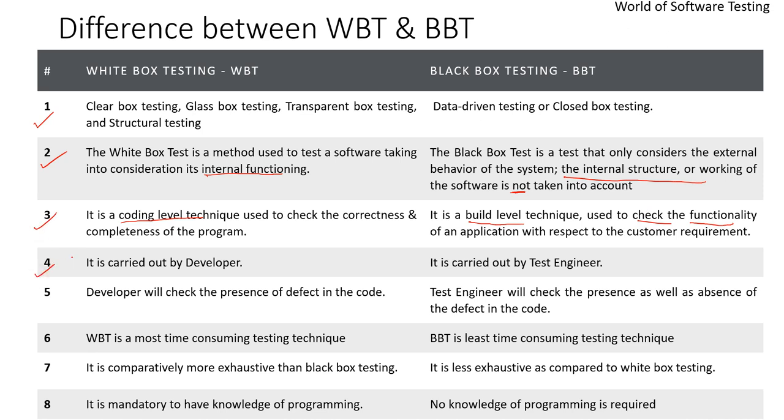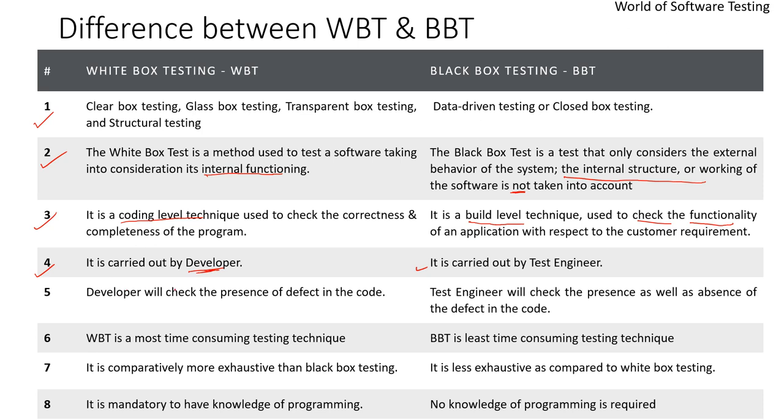The fourth one is that white box testing is carried out by the developers. As mentioned, to carry out WBT the person must have knowledge of a coding language, and coding language knowledge is held by the developer only. So WBT is carried out by the developer, and black box testing is carried out by the test engineer, who checks the functionality of the application with respect to the customer requirement. This is the fourth difference we have covered.